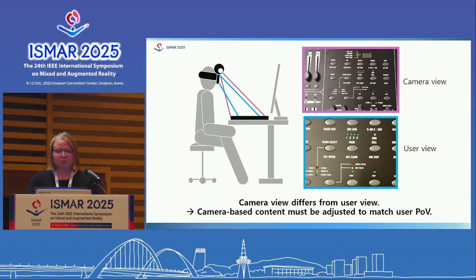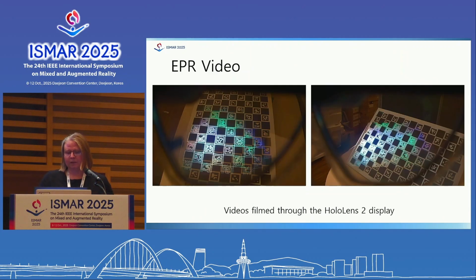And this is where eye perspective rendering comes into play, because eye perspective rendering is concerned with reconstructing the user's view through the HMD by using the camera view, but also any other available sensor data, such as depth maps or maybe eye tracking. So at this point, I'm going to show you two videos to make you see what this looks like. We filmed through the display of the HoloLens 2.